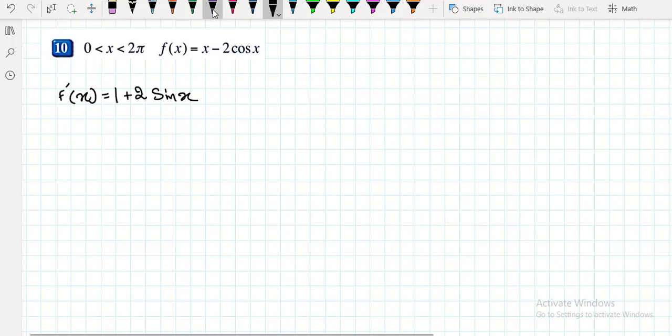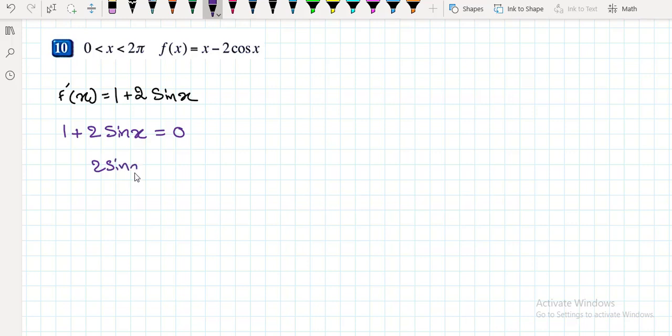In order to find critical values, I'm going to set this equal to 0. 1 plus 2 sine x equals 0. Now to solve this, I try to keep sine all alone on one side. I'm going to send this 2 and 1 to the other side. Then 2 sine x is equal to negative 1. Divide by 2. Sine x equals negative 1 over 2.